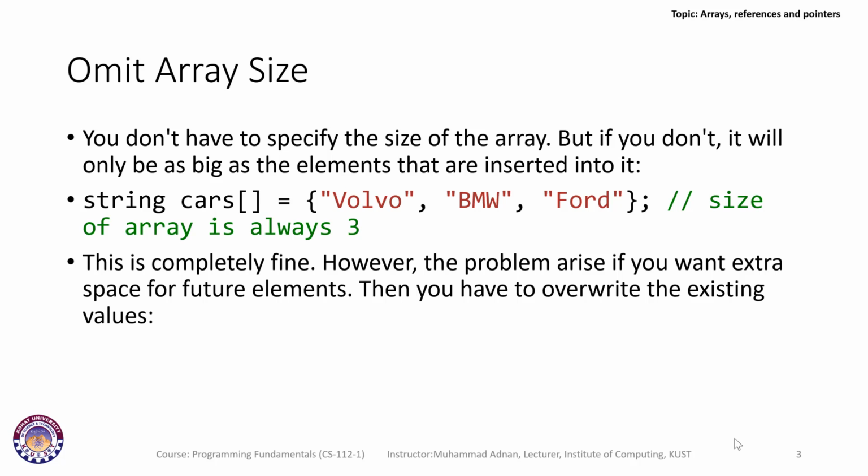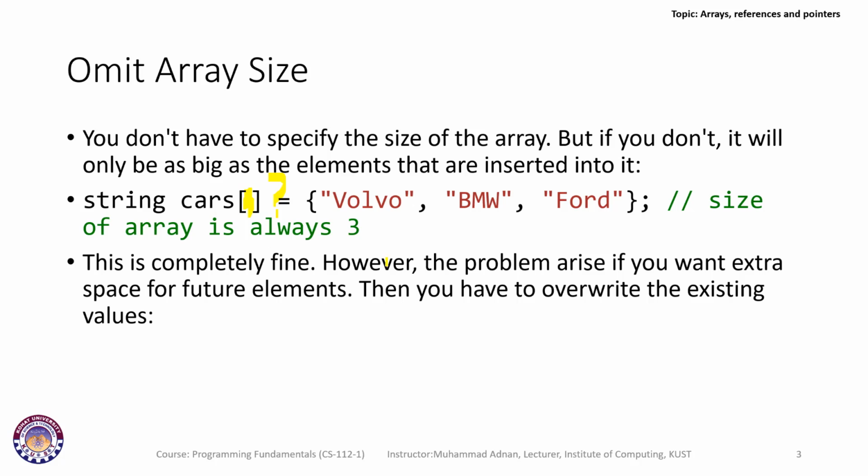So for example, we have declared an array called cars, and we have not mentioned the array size, so we are omitting the array size. In square brackets you can see that there is no array size. What will happen if you do not mention the array size? In this case, the size of the array will be as big as the elements that are inserted into it. So we have Volvo, BMW, Ford. So the array size is 3, and the number 3 will be inserted here at the right time. The size of the array will always remain 3, so you will not be able to increase or decrease the size of the array.